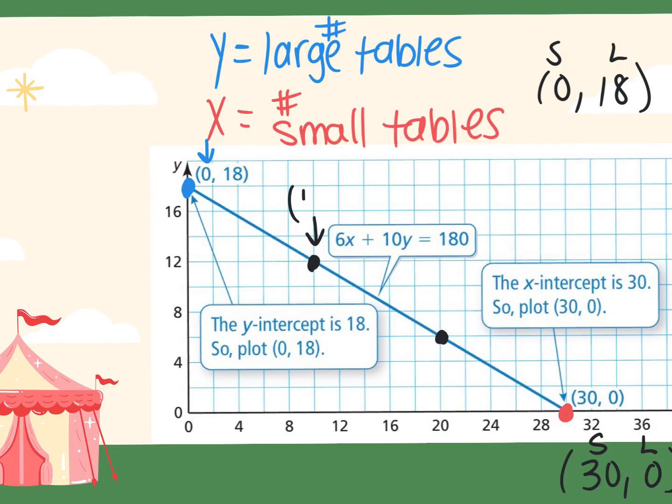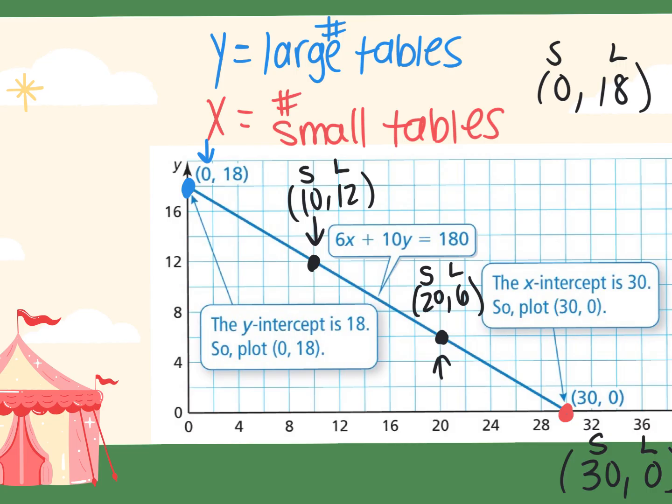So if this is 10 comma 12 and the x represents the small tables and the y represents the large tables, isn't that telling me you could get 10 small tables and 12 large tables? This ordered pair right here is 20 comma 6. Tell me what that means actually. That you can have 20 small tables and 6 large tables would fit 180 people. So every perfect point on this line is a combination of small and large tables you could get that will fit the amount of people that you need to fit.